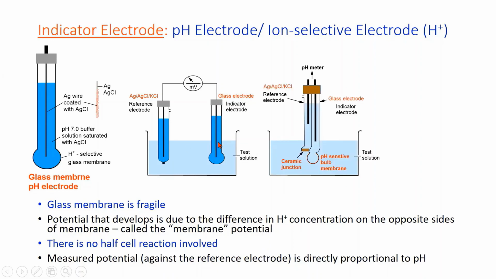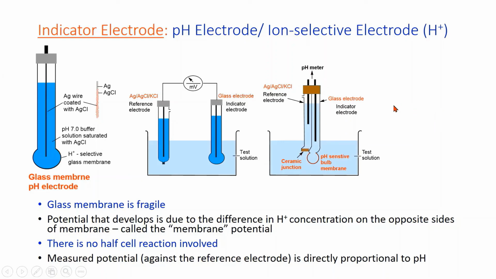These two electrodes, that is the glass electrode and the reference electrode, can be fused together. This is the glass electrode where we have this bulb, which is a proton selective glass membrane. This is silver chloride in contact with chloride ions, and this reference electrode is again silver chloride in contact with KCl. This is the salt bridge. Here a ceramic junction is shown as a salt bridge.